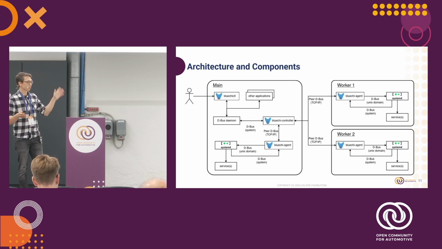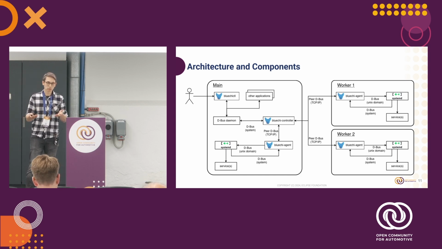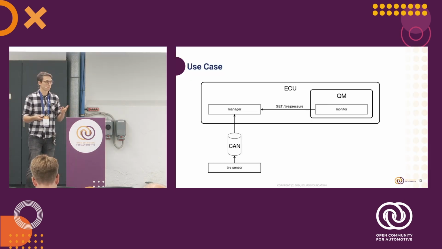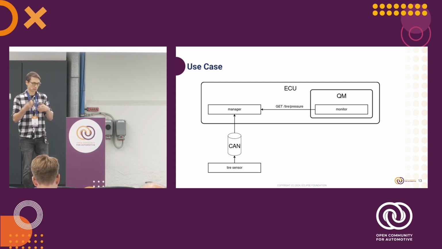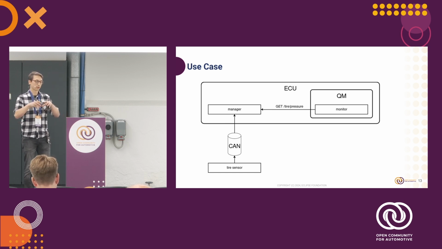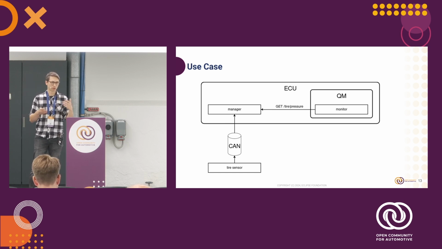So with this setup, we basically know about all the core components. And well, let's have a look at what we can do with them. Let's see Eclipse BlueChi in action. And for this, I'd like to use this example use case. Assume we have an ECU where we have a managed application running, which gets some data from some tire sensor via CAN bus and provides this in a REST endpoint to some other application, in this case the monitor, which is running in a completely isolated environment, here called QM.